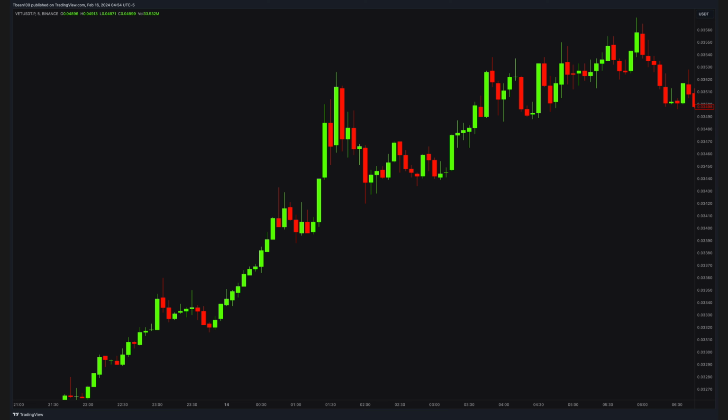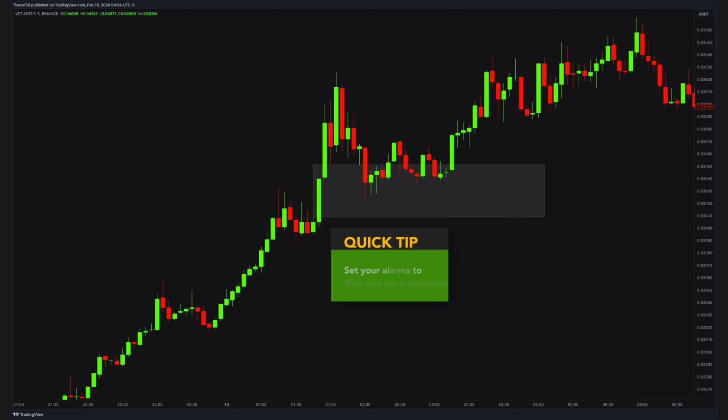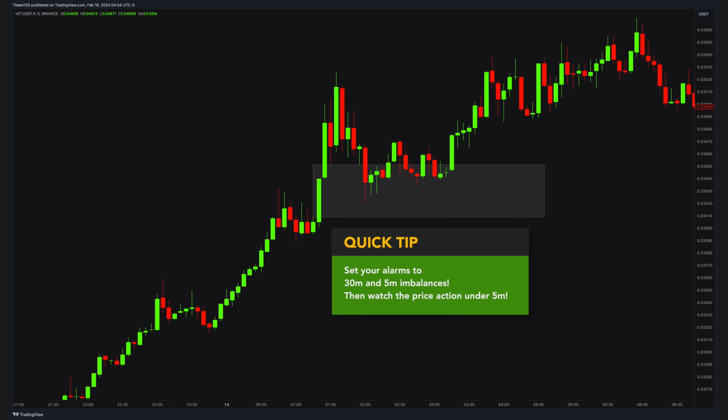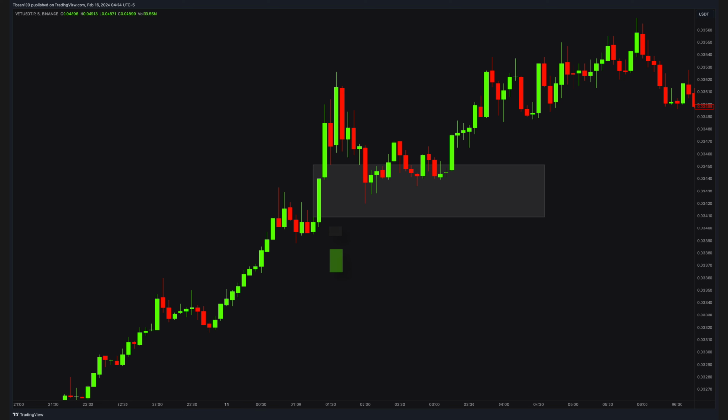The WET coin was pushing like crazy. In 5 minutes, this large imbalance area was very interesting. Just put your alarms on these large imbalances and focus on your work. When the alarm fires, just watch the price action. Let's go down to the 1 minute time frame and check out more.